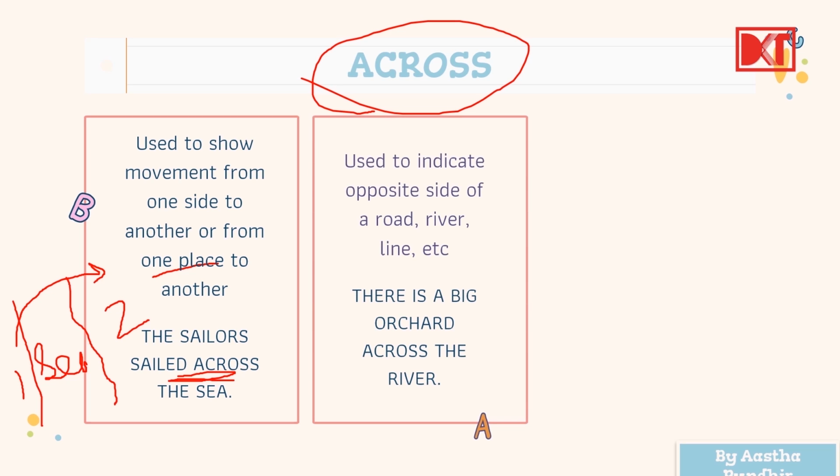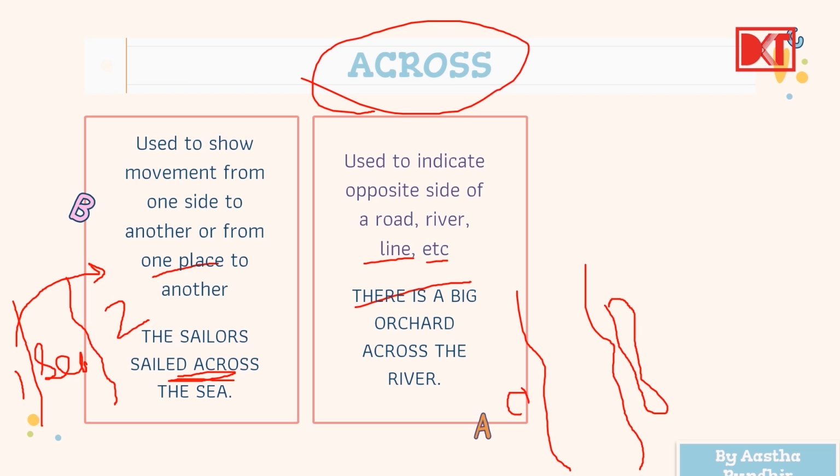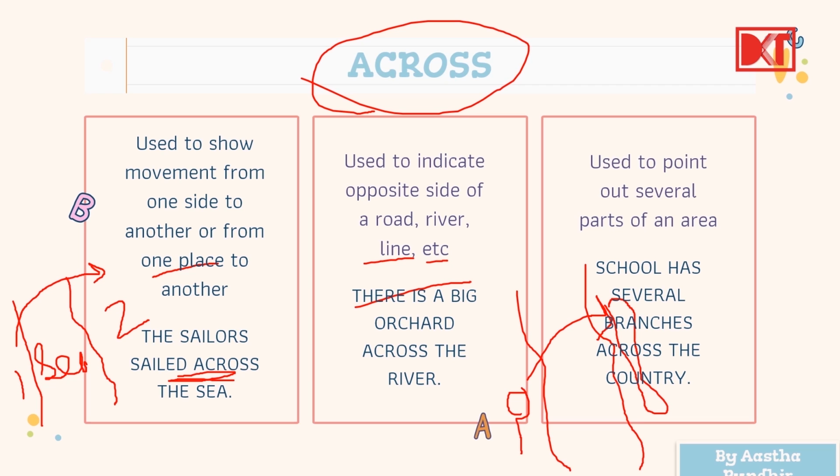Next usage could be used to indicate the opposite side of a road, river, line, etc. There is a big orchard across the river. Now this is a river and there is a big orchard. Suppose we say there are trees or things. So अगर हम यहाँ पे खड़े हैं and we are saying कि river के उस side है कुछ, okay? So there is something across the river, मतलब दूसरी place पे.